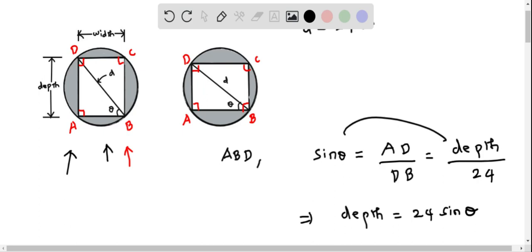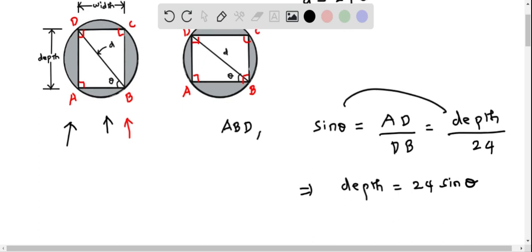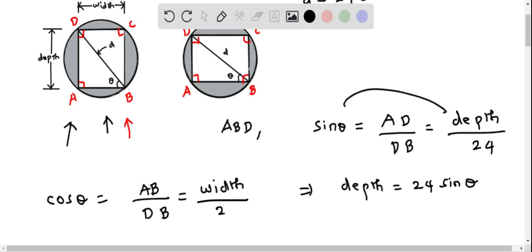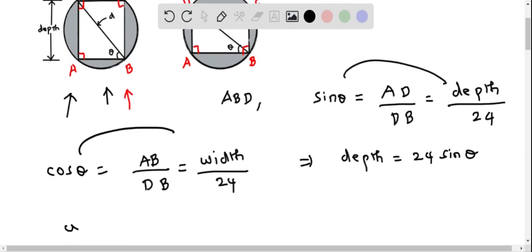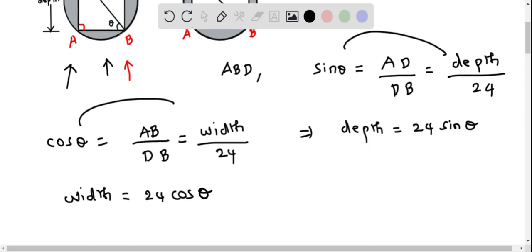And similarly, in the same triangle, I can find another trigonometric ratio, that is cos of theta. This is equal to adjacent side, which is AB, over hypotenuse, which is once again DB. So when I substitute for AB, which is basically the width of the beam, divided by the diameter of the log, which is 24 centimeters. So when you relate these two terms, we can solve for width equals 24 cos theta. Now the area of the beam is basically the area of the rectangle.